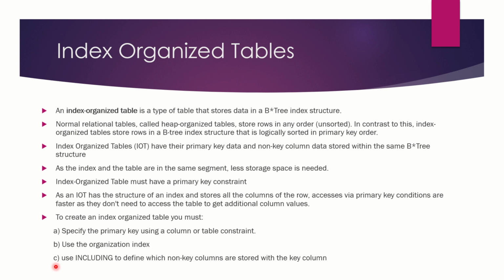The next parameter is INCLUDING column, which tells which non-key columns can be stored along with the key columns. Key columns are a set of columns which will be most frequently accessed, and you can save such key columns in one separate tablespace. The other non-key columns can be stored in the same tablespace or in another tablespace as well, so that the IO operations are much faster. Now we'll talk about the index organized table with examples in the next slide.